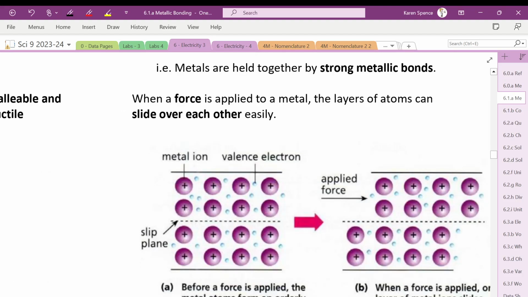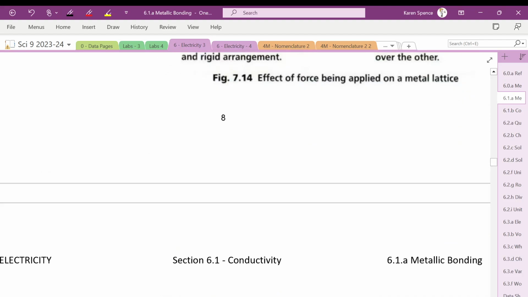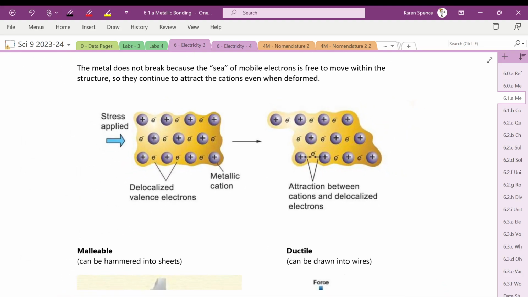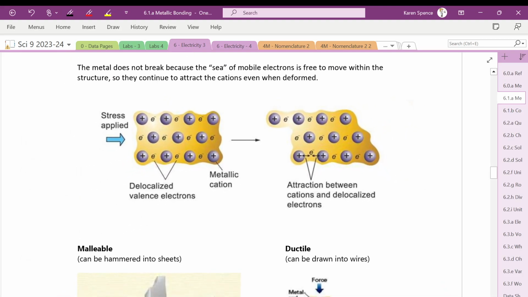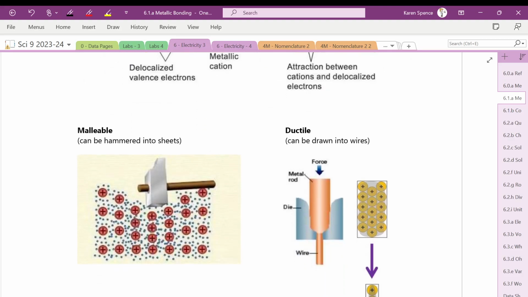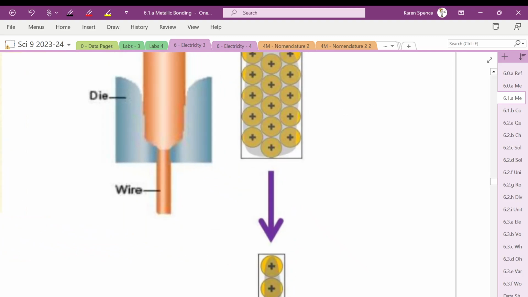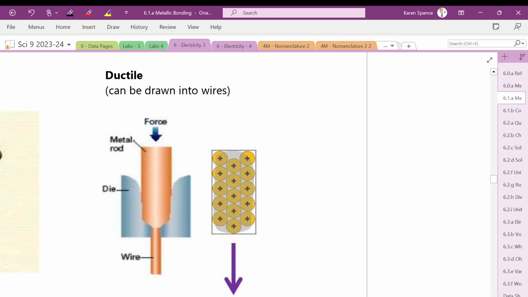We're going to skip this part because we're mainly concerned about the electricity, but you can see why it's malleable. And here is an example of ductility. If you force copper through a metal die, which basically is like a funnel, a really, really strong funnel.